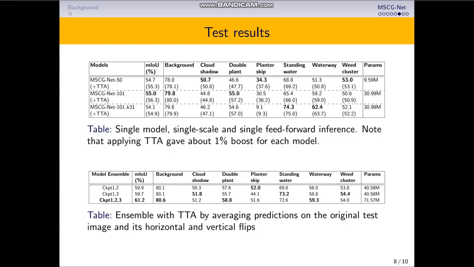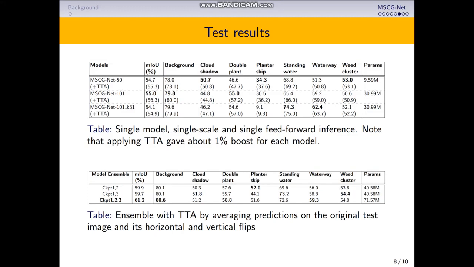So these two tables show our final test results. In the first table, we evaluated our single model with a single scale and single feed-forward inference. Generally, our single model achieves leading results compared with other single models with a single feed-forward inference. And if applying test time augmentation, it gives about a 1% boost for each single model.